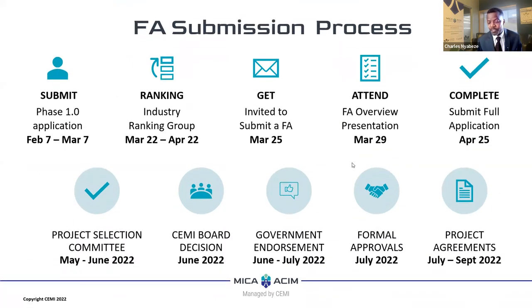Okay, so a bit of an overview of the process to date. Thank you so much for submitting your phase one application. That competition closed March the 7th. The ranking process is ongoing as we speak right now. We've got about 13 mining companies looking at those high level project ideas for ranking. And we do have an industry ranking group that is looking at those 107 projects that went out.